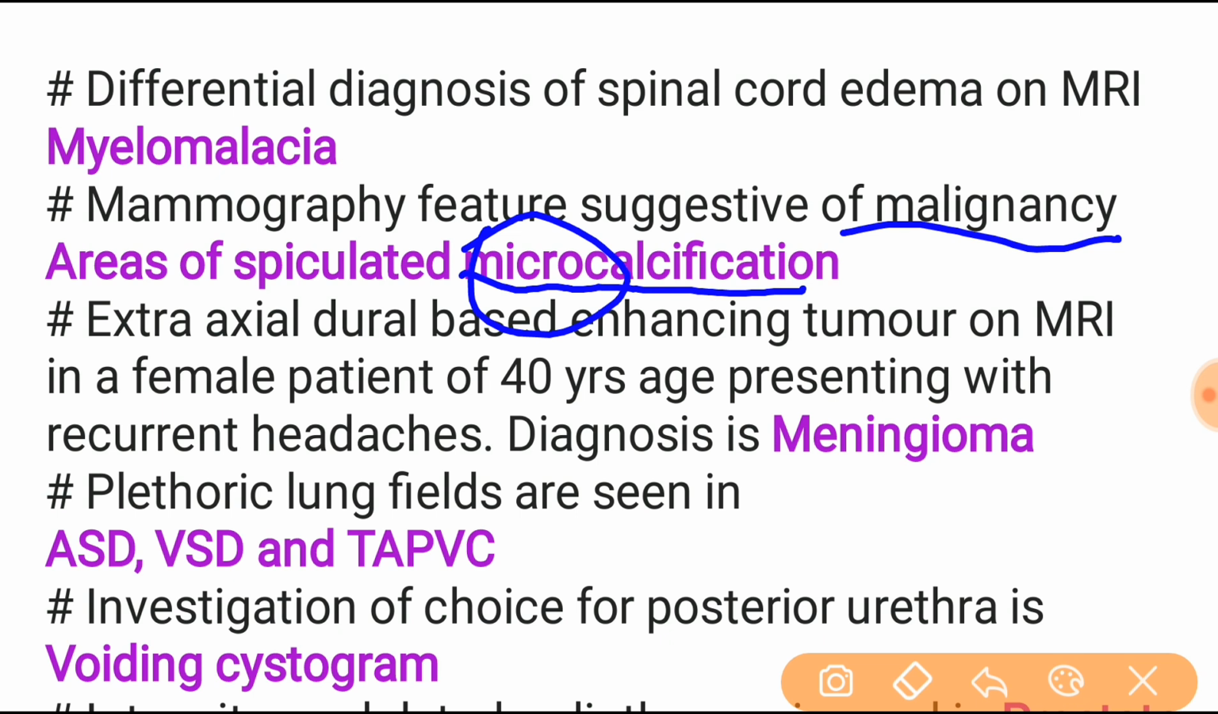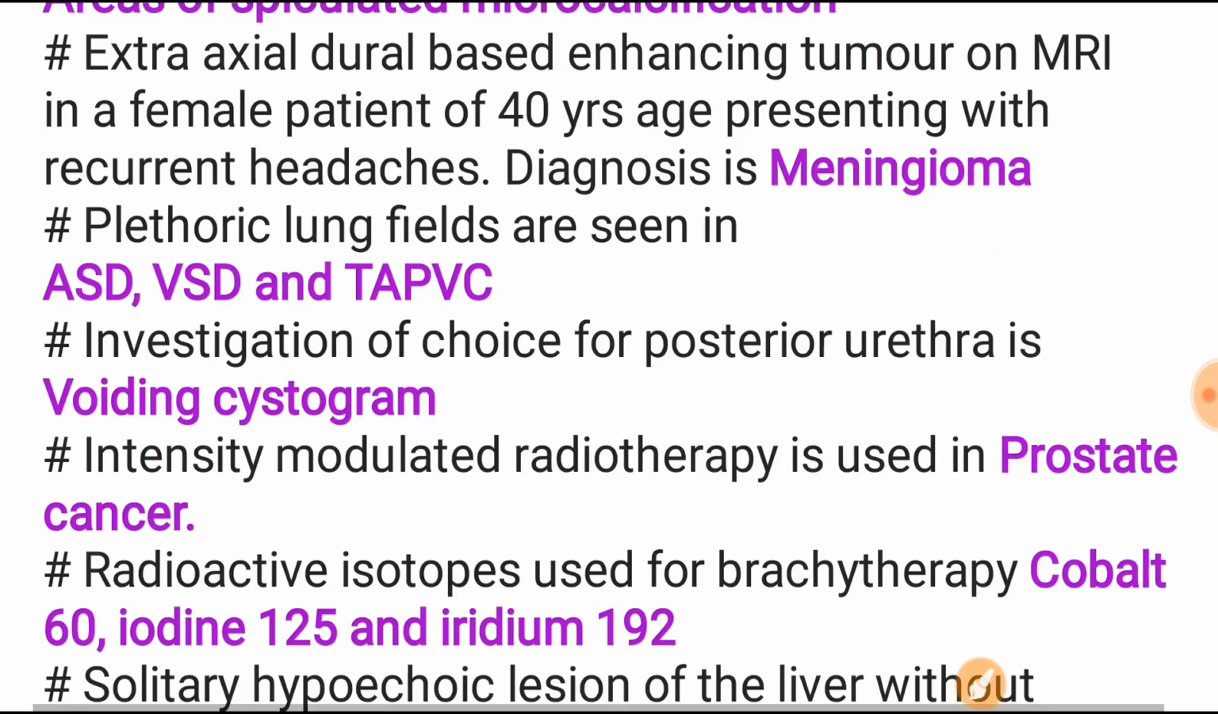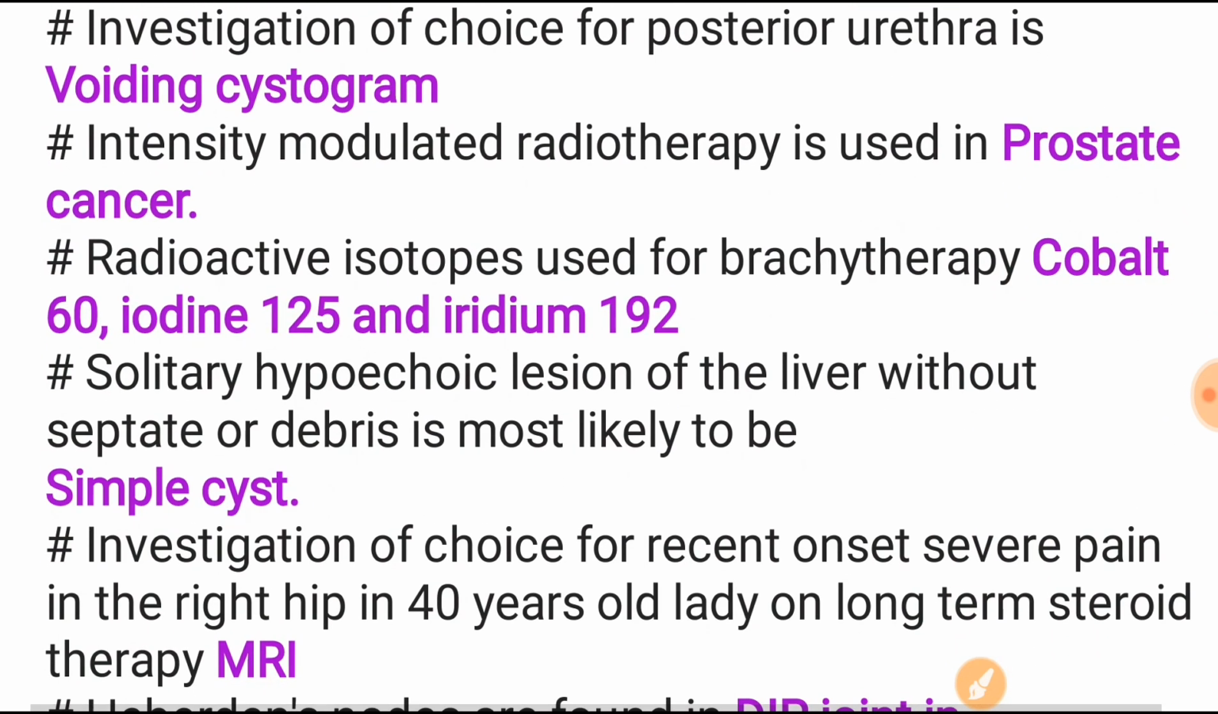Extra-axial dural-based enhancing tumor on MRI in a female patient of 40 years presenting with recurrent headaches: the diagnosis is meningioma. Plethoric lung fields are seen in plethoric lung conditions. You have to remember ASD, VSD, and TAPVC. Next, investigation of choice for the posterior urethra is a voiding cystogram. Next one, intensity modulated radiation is used in prostate cancer.